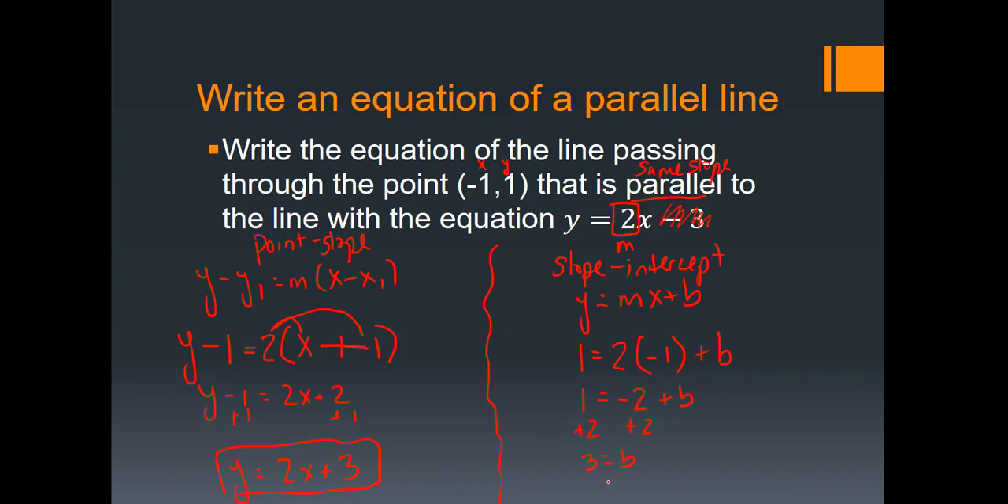So I can rewrite it so I have my equation y equals m, which is 2x, plus b, which is 3. And if you notice, I get the same answer I had with point slope. So again, it's your choice whether you use the point slope formula or the slope intercept. Whichever one makes more sense to you should be the one that you use.